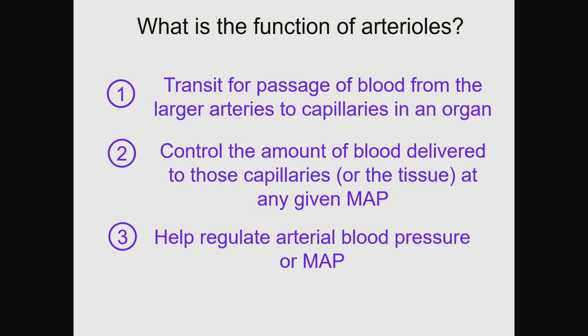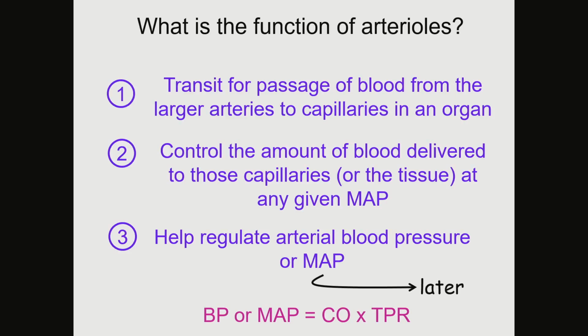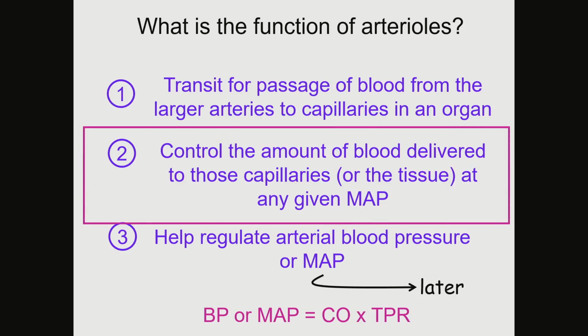The other thing is it helps regulate mean arterial pressure, arterial blood pressure, and we're going to talk about that later, okay. So our last topic in physiology is control of mean arterial pressure. But just to remind you, blood pressure, mean arterial pressure, is cardiac output times total peripheral resistance. And we already know lots about cardiac output. And what we're going to see is that our arterioles are our resistance vessels. Okay? And so they help control total peripheral resistance.